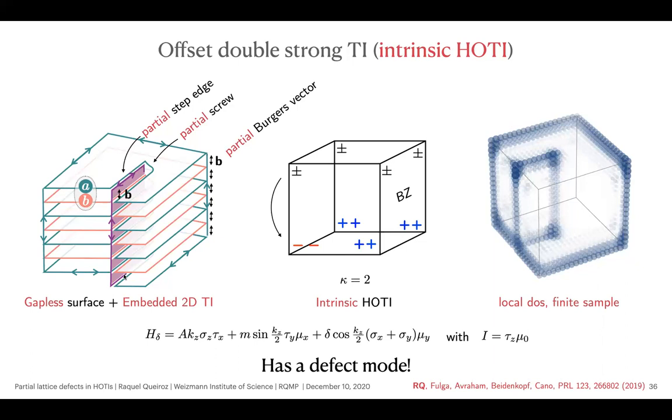And when I go down the parking lot, instead of always coming back to something related by translations, I actually go from A to B to B to A and so on. So that means that the Burgers vector that characterizes this dislocation is now not a full lattice translation, but a partial lattice translation. And this defect exists in nature. They're even common in nature.